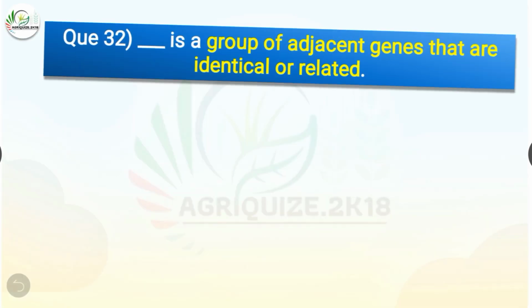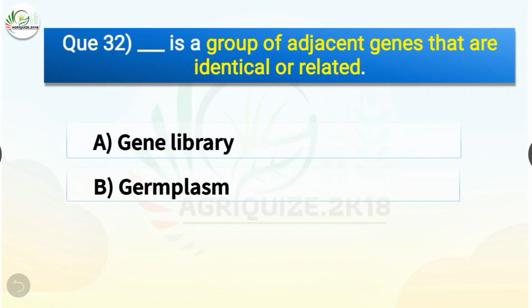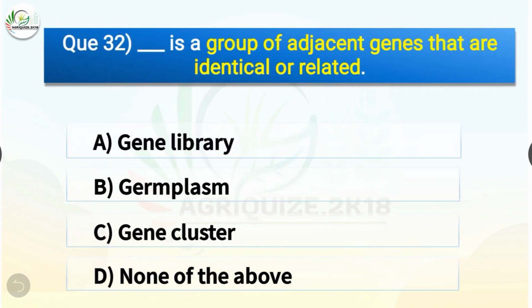Question number 32. Dash is the group of adjacent genes that are identical or related. The options are gene library, germplasm, gene cluster or none of the above. The correct answer is option C, gene cluster. So gene cluster is the group of adjacent genes that are identical or related.